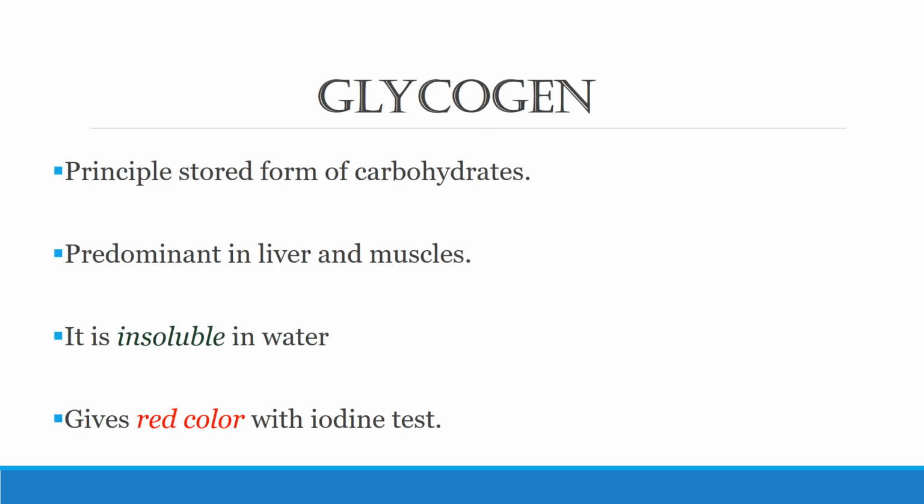Then we come to glycogen, that is the principal stored form of carbohydrates both in plants and mostly in the animal cells. They are predominant in the liver and the muscular component of animals, insoluble in water, and whenever the iodine test is performed, they will give red color. So this is one of the important tests to identify these polysaccharide molecules in different solutions or even in the cells. So the glycogen appears in the form of red color whenever the iodine test is performed.